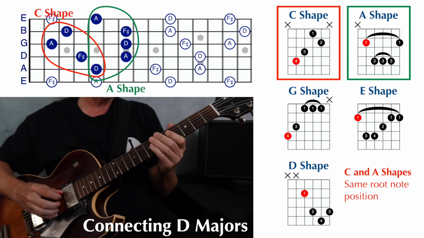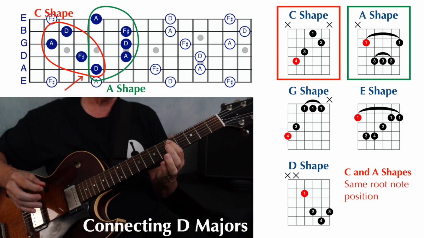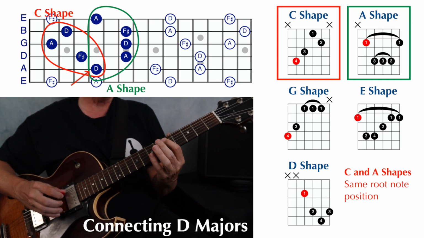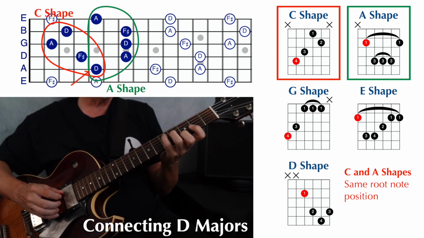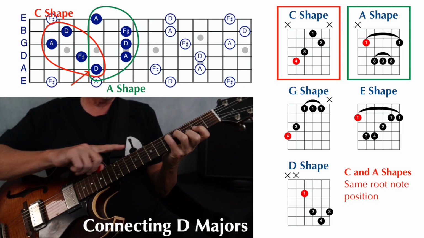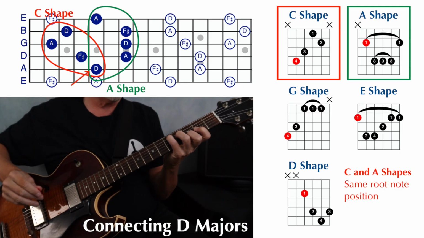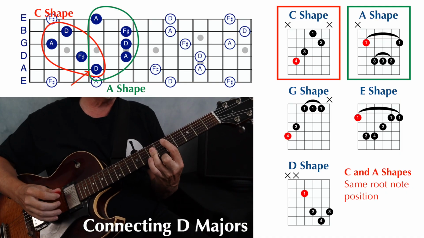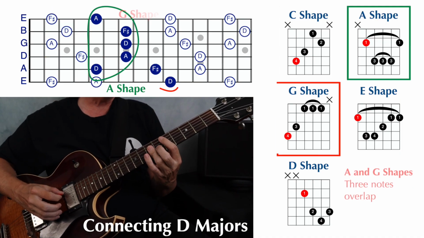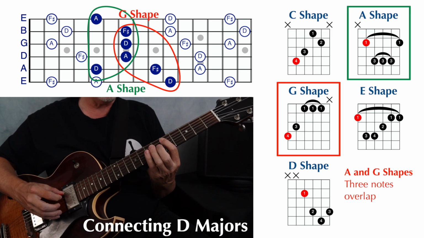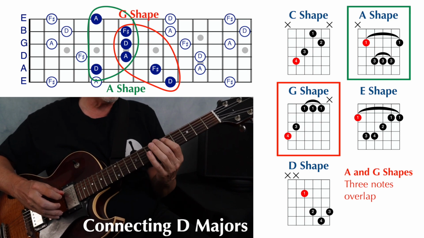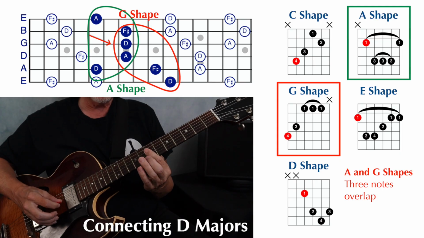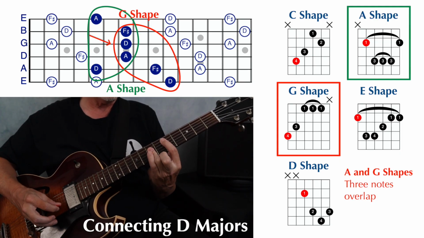Now for the C and the A shapes, the root is played in the same spot, string 5, fret 5. It's just that for the C shape, the rest of the chord is on one side of the root, and for the A shape, the rest of the chord is on the other side of that root. Now comparing the A and the G shapes, the root is played in a different spot, but these 3 notes overlap.